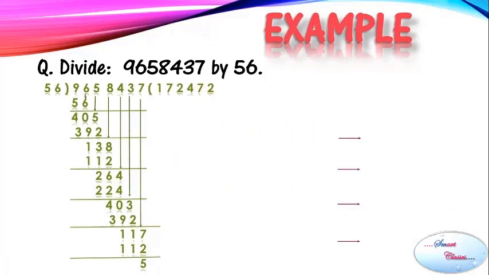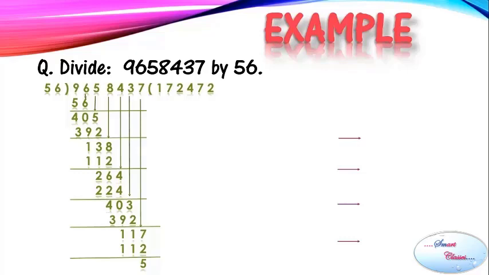Let's take another example. Here we are having large numbers. Here the number which is being divided is written over here. You can see here that we have divided it step by step. Here we have divided 96,58,437 by 56. After dividing it, we got the quotient as 1,72,472 and the divisor was 56. We got the remainder as 5.